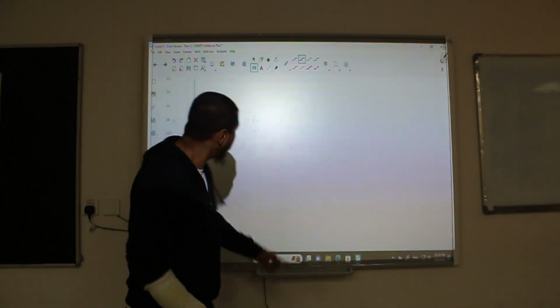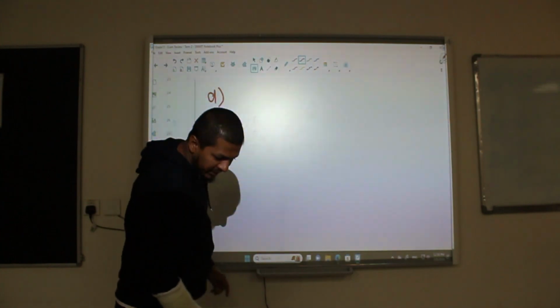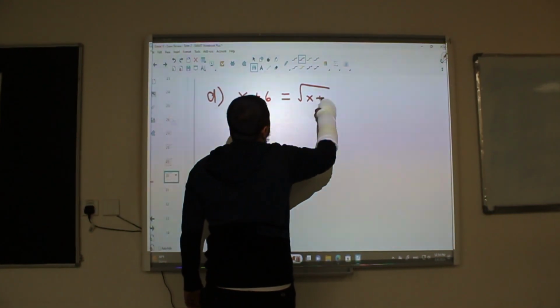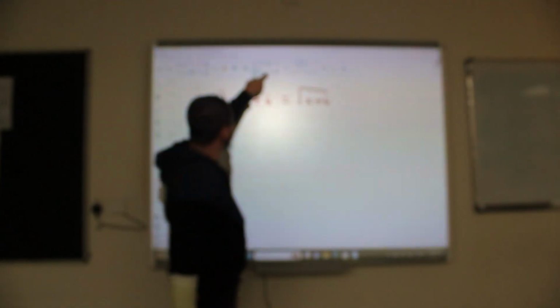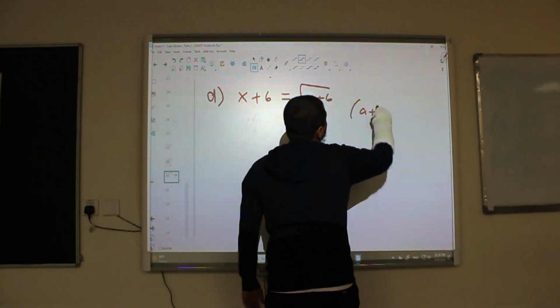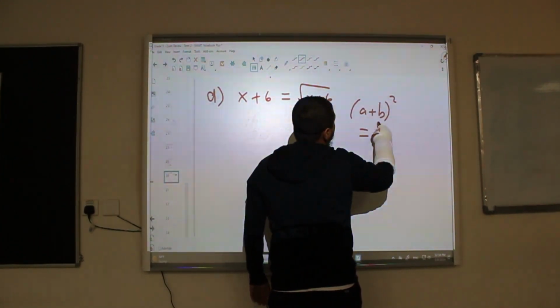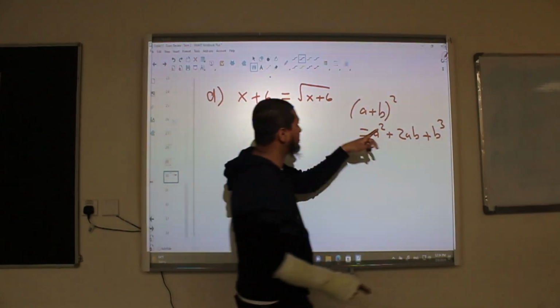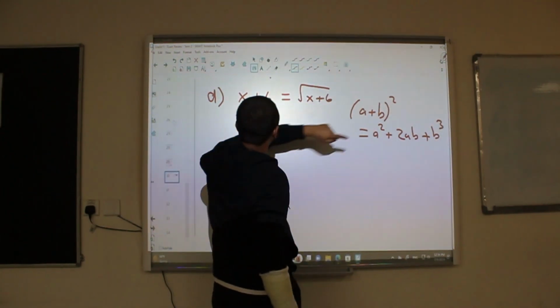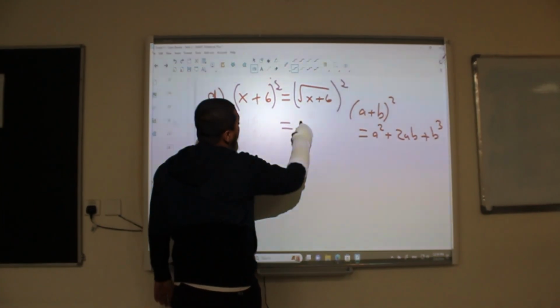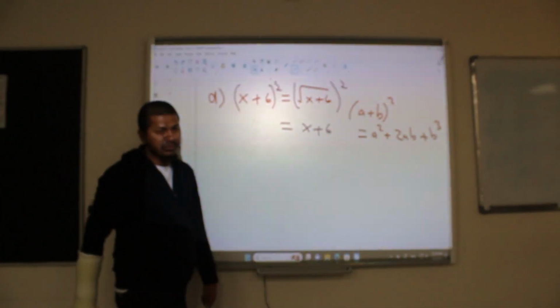Moving on to the next question, D. We have x plus 6 equals square root of x plus 6. Right. Now, if we want to solve this equation, very important identity is, when you square a binomial, which is a plus b all squared, we get a squared plus 2ab plus b squared. So we get 3 terms when we square a binomial. The reason why I've done this is because, when you're applying here, you don't end up with 2 terms, we get 3 terms. This is square root, that's why we are squaring. So that's this x plus 6, because we are squaring a square root.